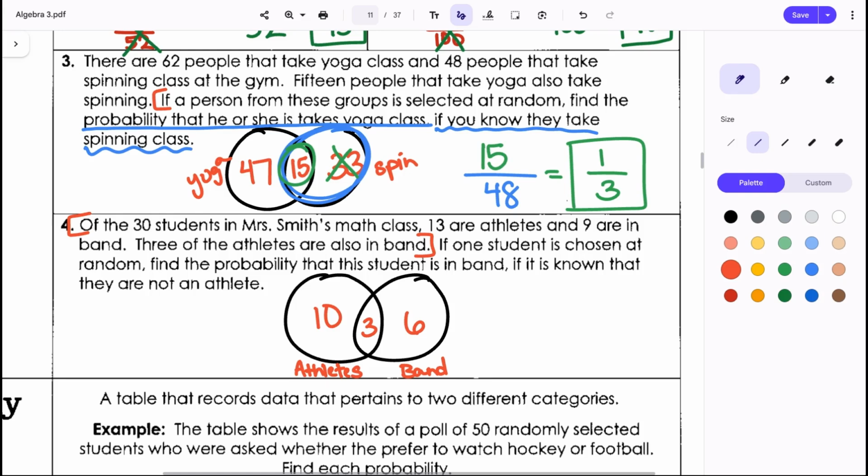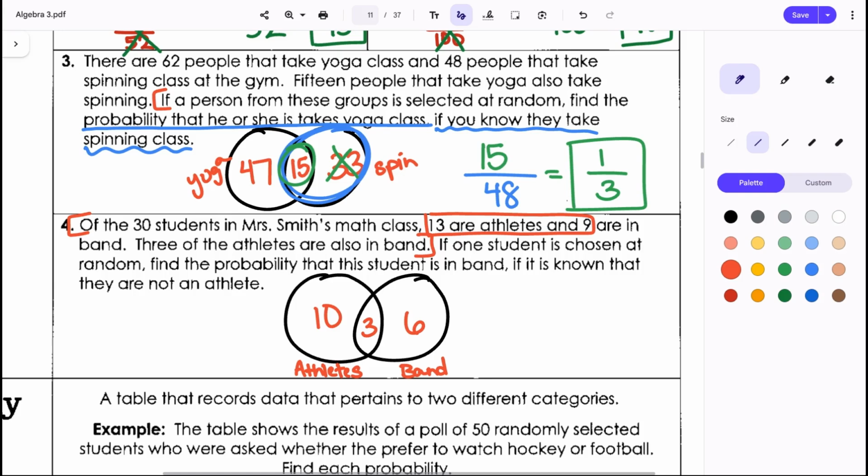Okay, real quick before we move on here, I just want you guys to notice something. 13 are athletes, 9 are in band. 13 plus 9 is 22. How many kids are in the class? 30. So how many kids are we missing here? 8. There's 8 kids that are unaccounted for. That means that those 8 kids are in neither of these things. Like they're not an athlete and they don't do band.